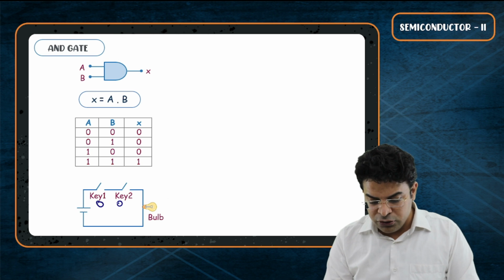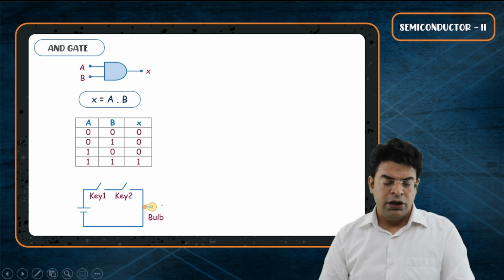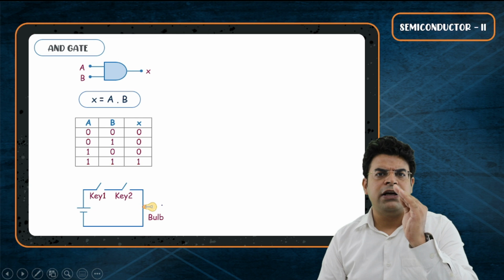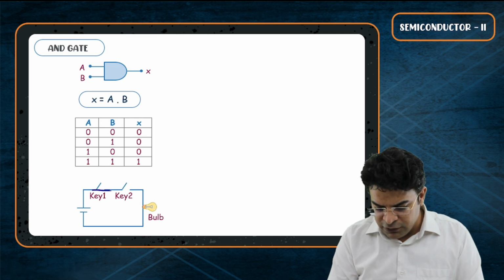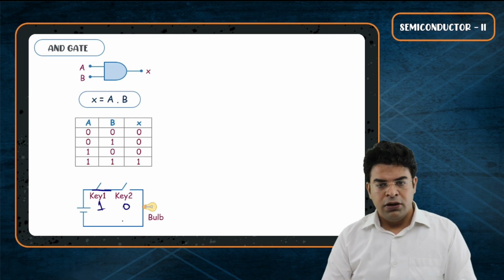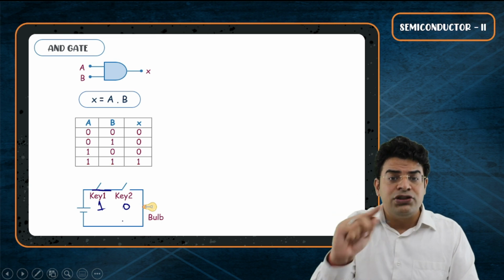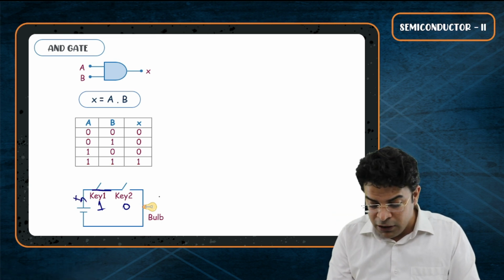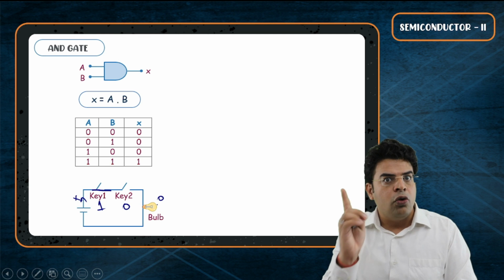So for 0, 0, the bulb doesn't glow, 0. If you keep one of the keys closed, let's say the first one closed, then you have 1, 0. Still, since the second key is open, current can't flow and the bulb won't glow. So for 1, 0, the output is 0.